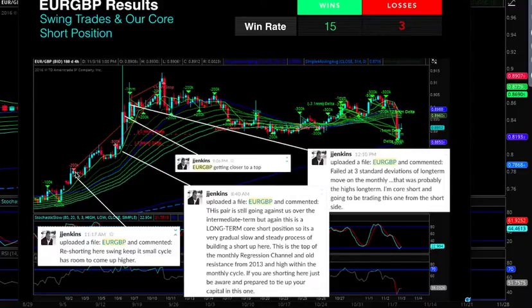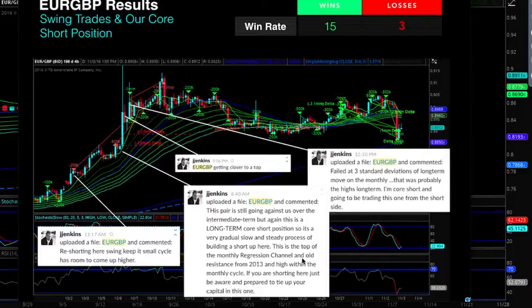This was back here at the beginning of October. I said that. Fast forward to the 6th. This pair is still going against us over the intermediate term, but again, this is the long-term core short position, so it's very gradual, it's slow, it's a steady process of building a short. I talked about kind of what I just showed you here in the video.